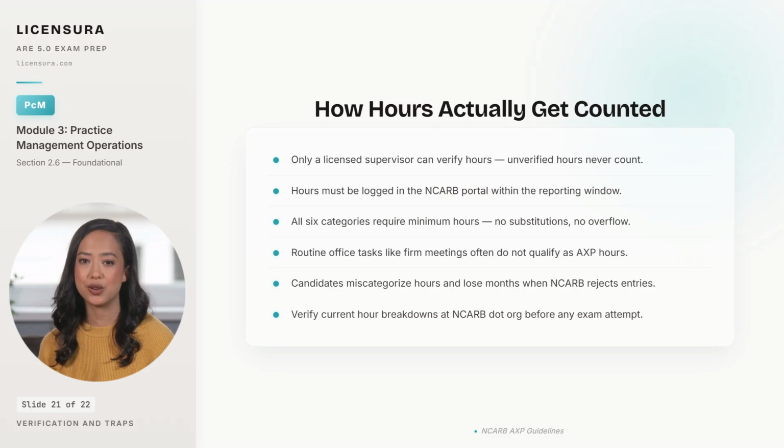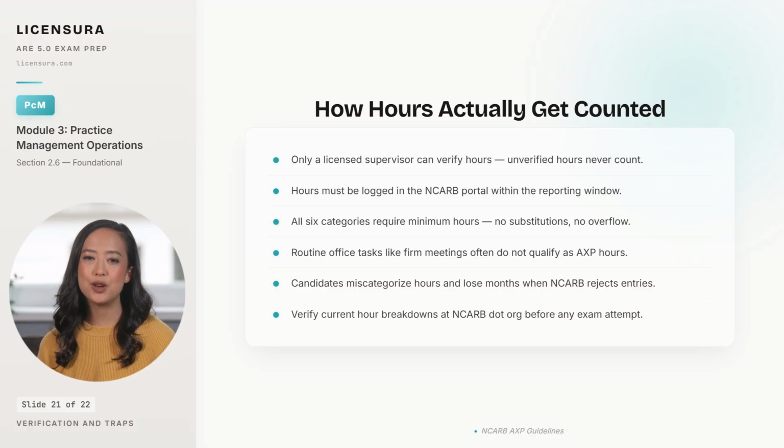First, only a licensed supervisor can verify hours. Work that nobody licensed signed off on never enters the official record, regardless of how real or substantial the experience was. Second, hours must be logged in the NCARB portal within the reporting window, and waiting until the end of a long project to enter everything at once is how candidates discover that older entries are no longer accepted.